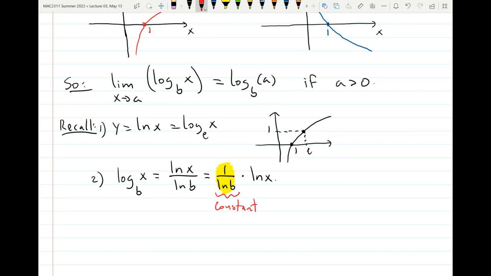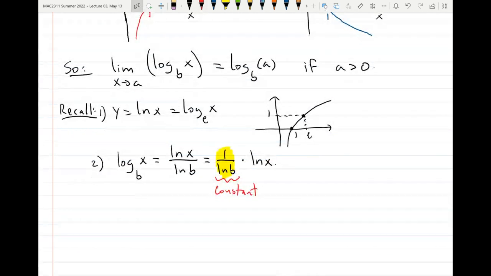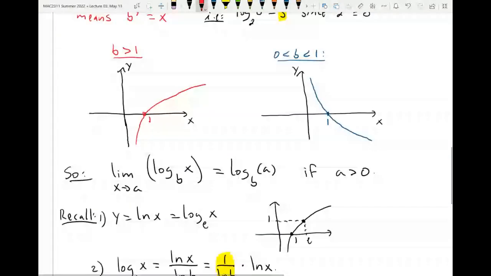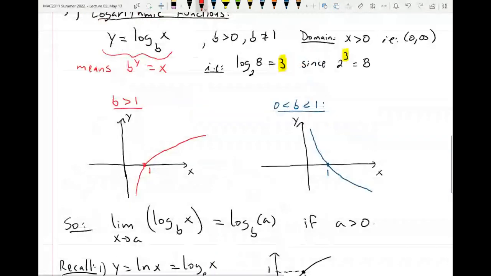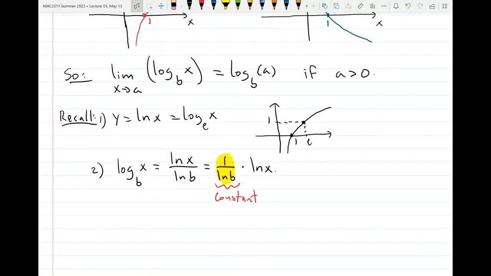Okay? So in particular, if we're computing limits, as long as you know how to take the limit of an ln function, then you immediately can take the limit of any other logarithmic function by using this equality that we have here. Okay, so just keep in mind that from now on I will just be focusing on the natural log function because any other logarithm can be written in terms of ln in this way. All right, so this was a small refresher of some stuff that you know from pre-calculus.